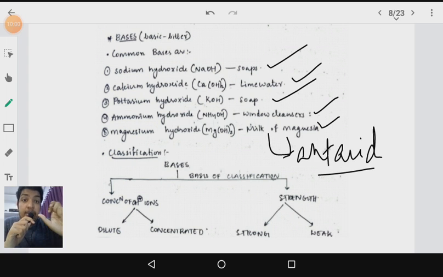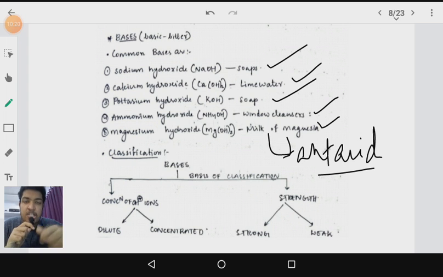So now the formula of these compounds should be very clear. If you are still having confusion regarding how to write the formula of chemical species, you can check the description box. I have put the link of the previous lecture where we have discussed writing the formulas of these chemical species. So here we can see the first one is sodium hydroxide.